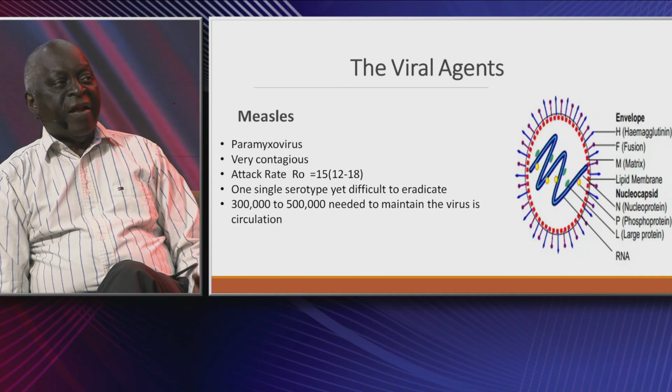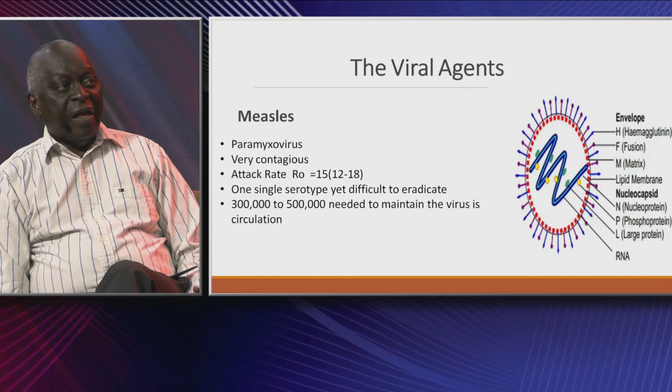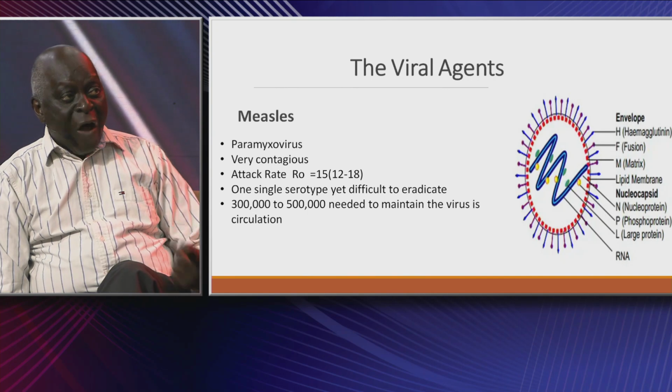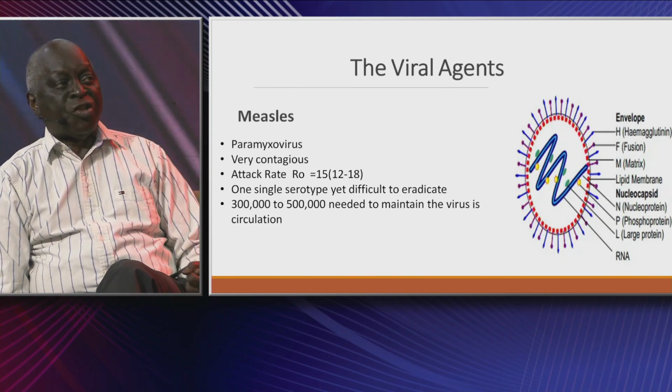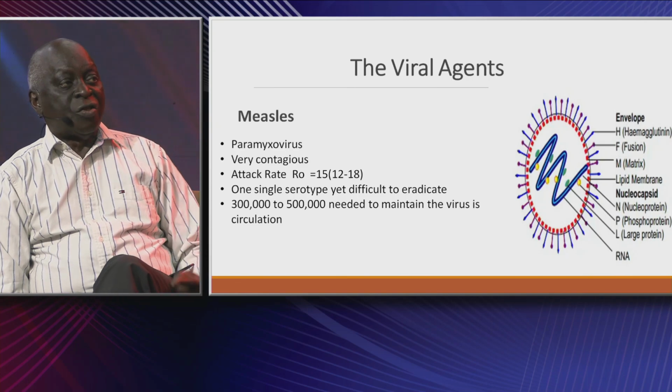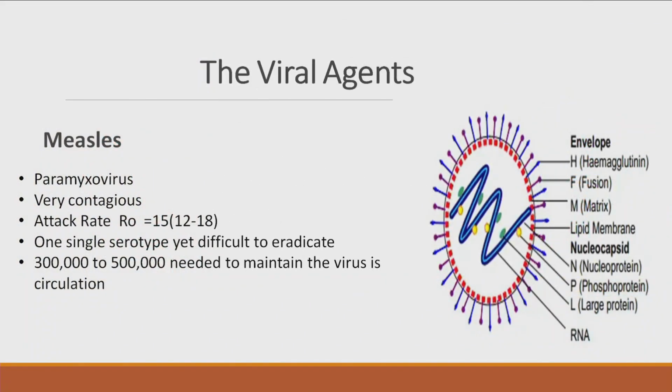The attack rate is about 15. What do I mean by the attack rate? The attack rate is that an infectious individual can infect between 12 to 18. It's very, very highly contagious. It's one single serotype of the virus, and yet very, very difficult to eradicate.